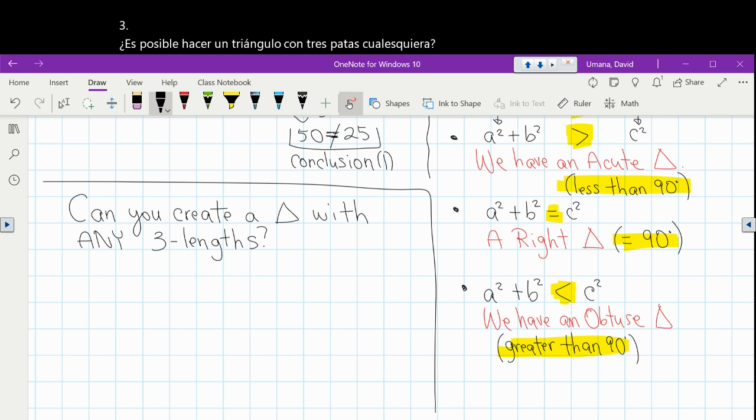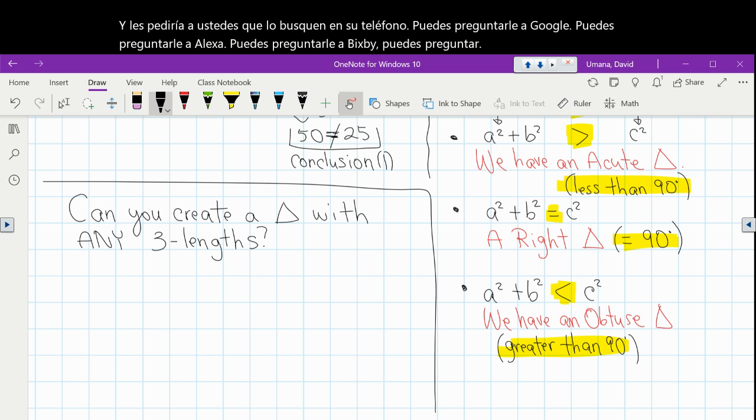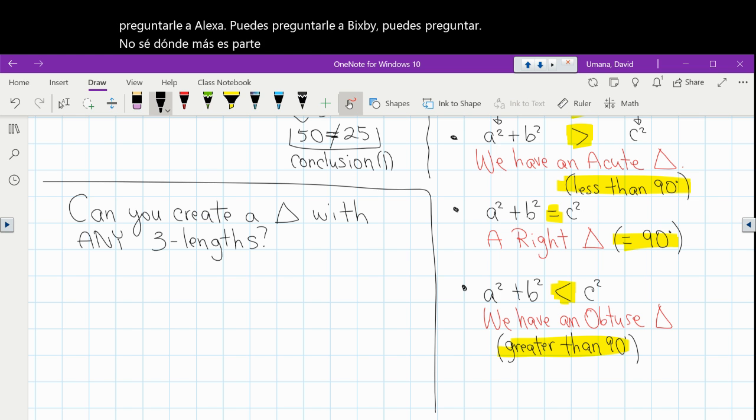And actually, I would ask you guys to look it up on your phone. You can ask Google, you can ask Alexa, you can ask Bixby, you can ask, I don't know, whoever else is part of the telephone. Is this possible? Can I just give you 3 numbers and say, that's a triangle? ¿Se me permite hacer un triángulo con 3 números arbitrarios? Si yo digo, este mide tanto, tanto y tanto, ya estuvo.